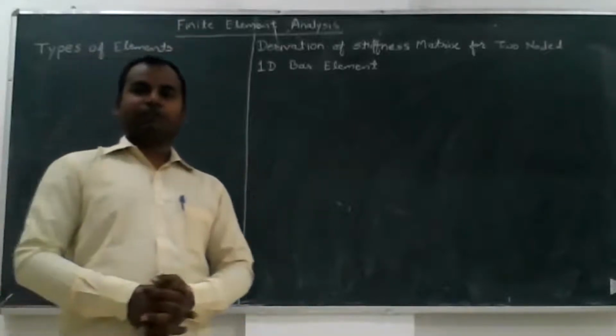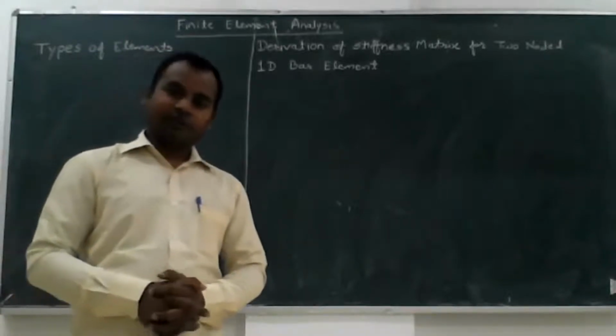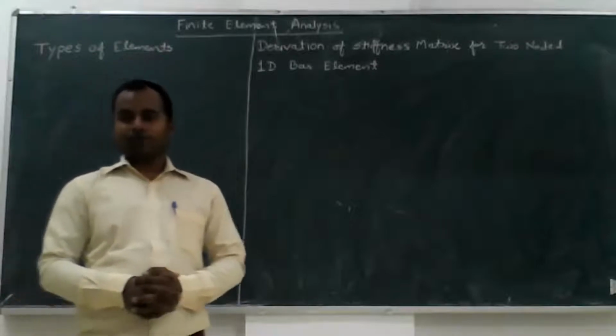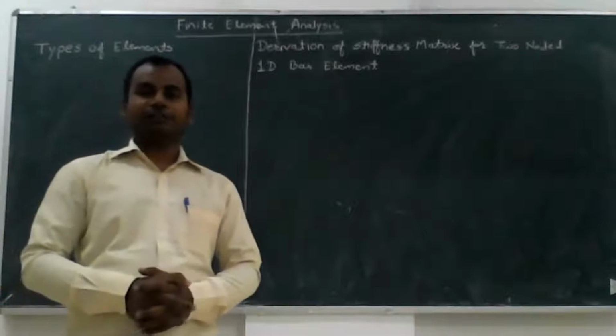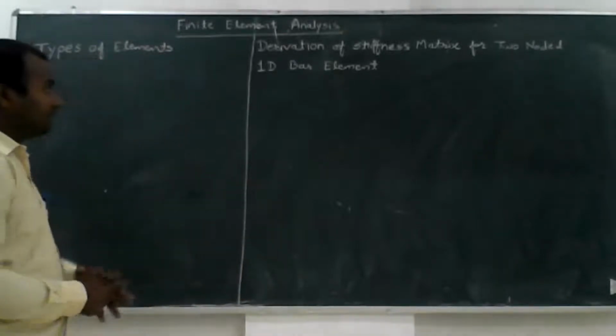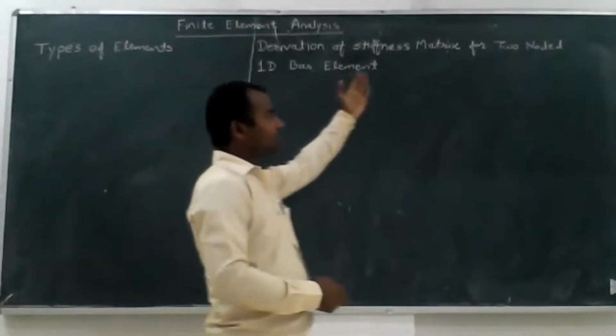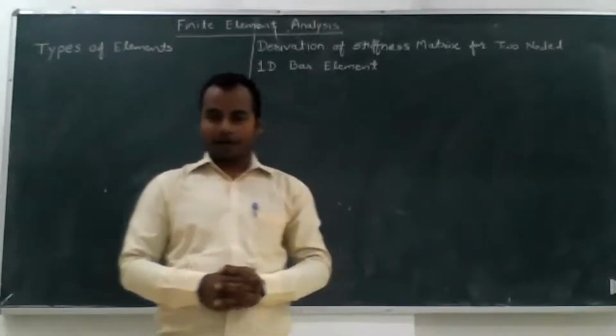In the previous lecture, we learned about the principle of minimum potential energy, where we found the equation P equals K into U, that is, the stiffness matrix times the displacement matrix. In this lecture, we will derive the equation of the stiffness matrix for 2-noded and 3-noded 1D bar element.